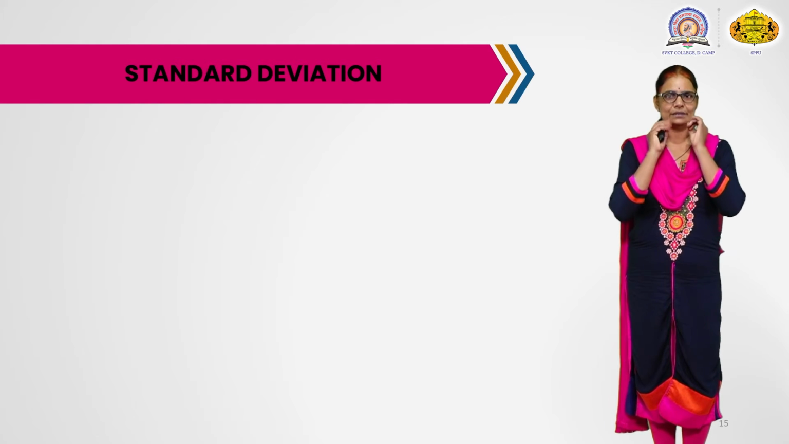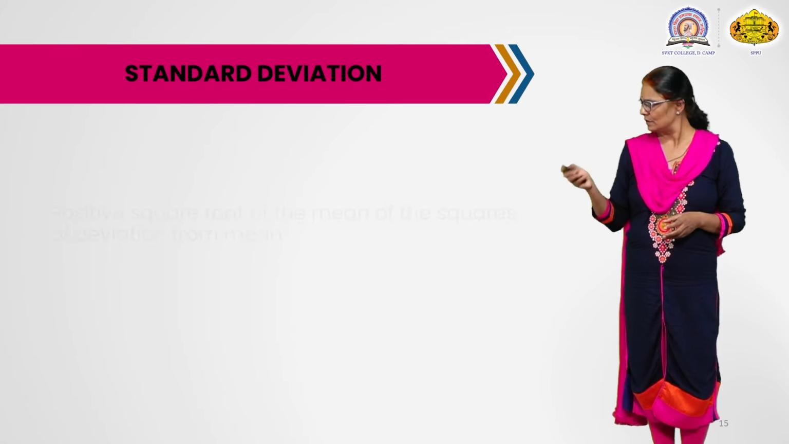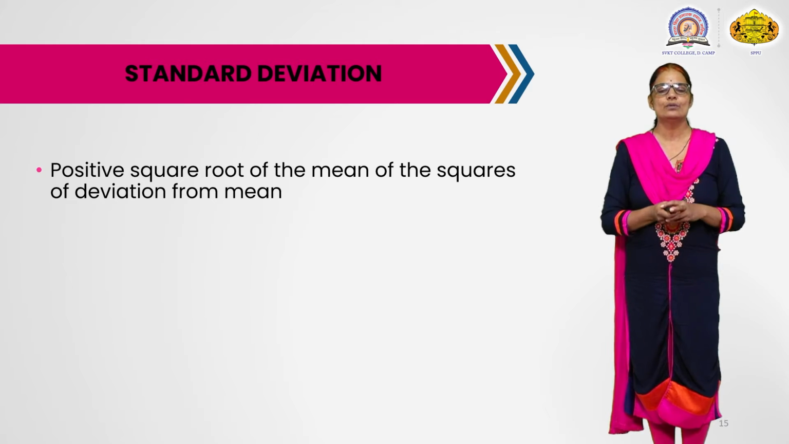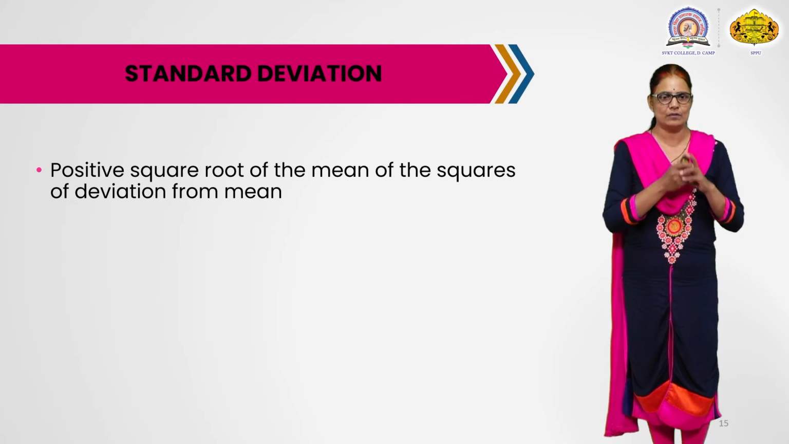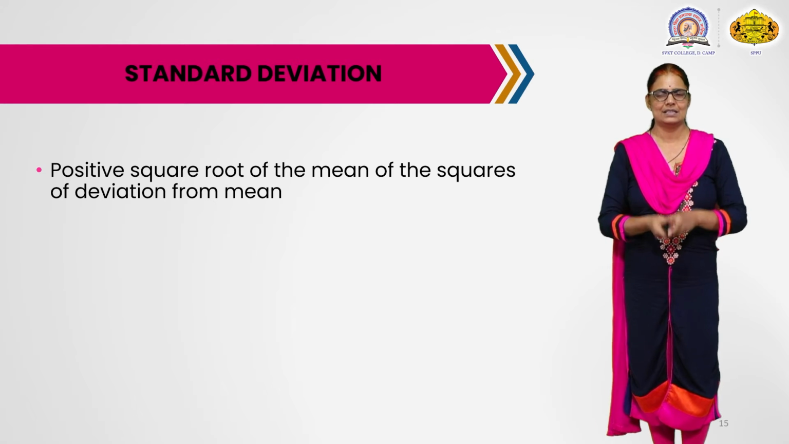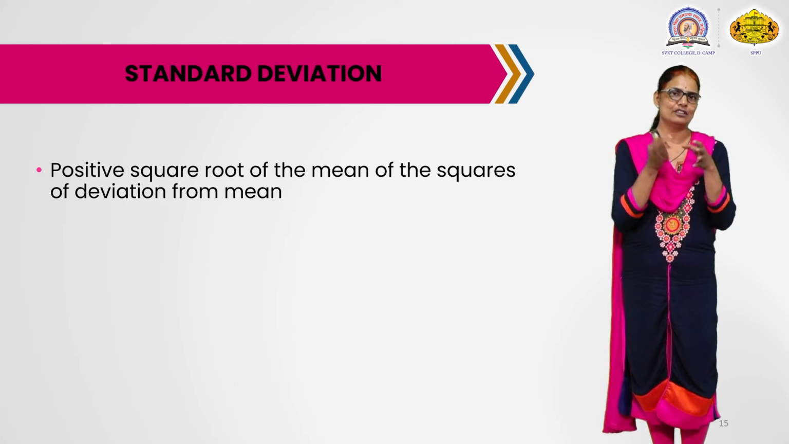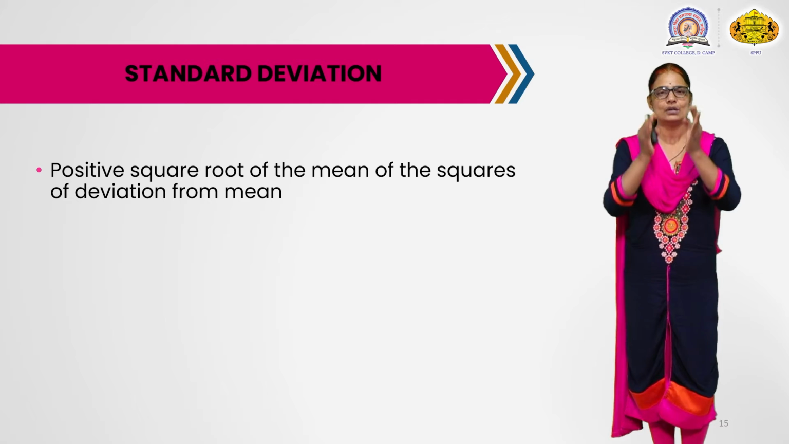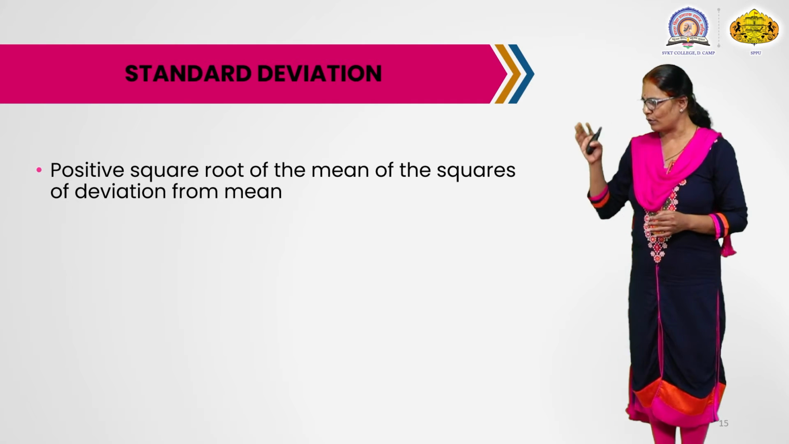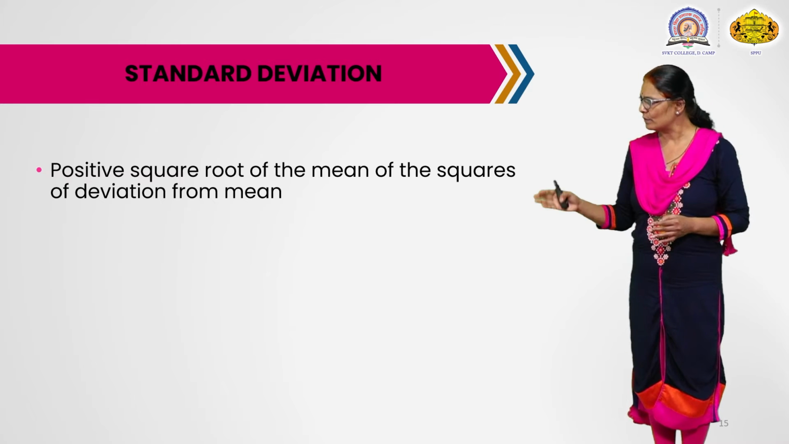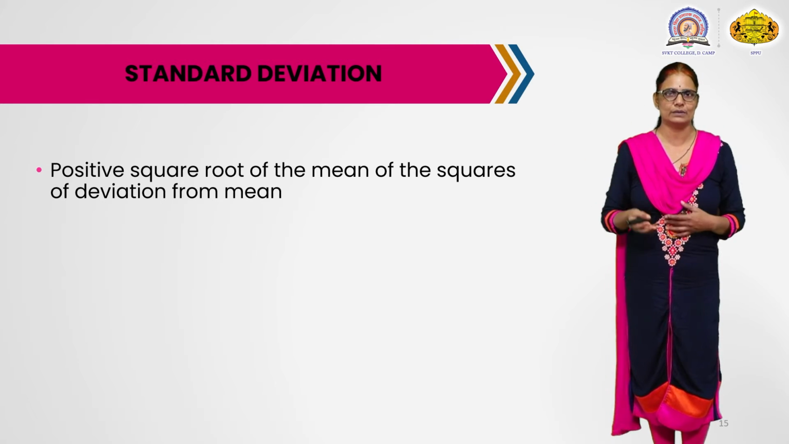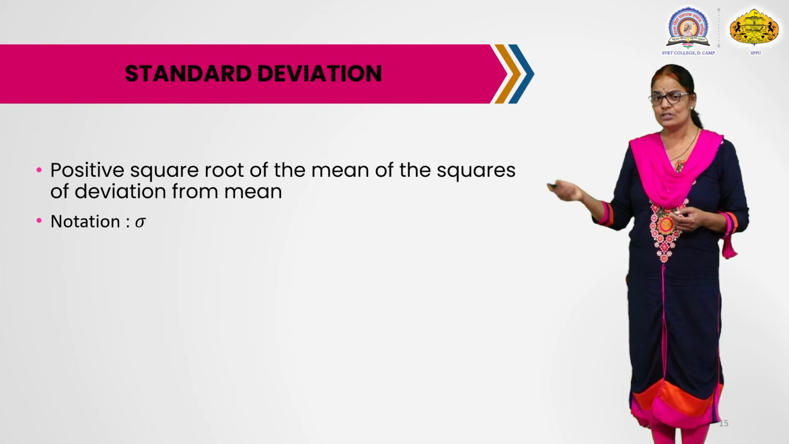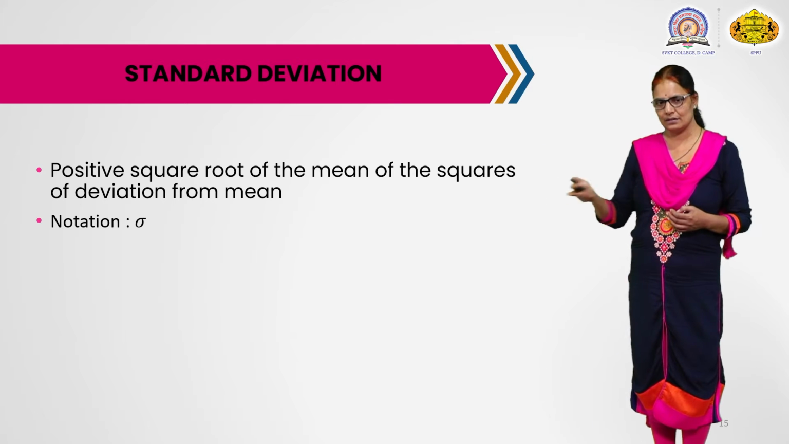Now first we see the definition of standard deviation. Standard deviation is defined as the positive square root of the mean of the squares of the deviations from the mean. See, the definition is very easy. Directly, if you write the formula, you can write it in terms of words, and we will get the definition of standard deviation. Its notation: standard deviation is denoted by the small sigma.